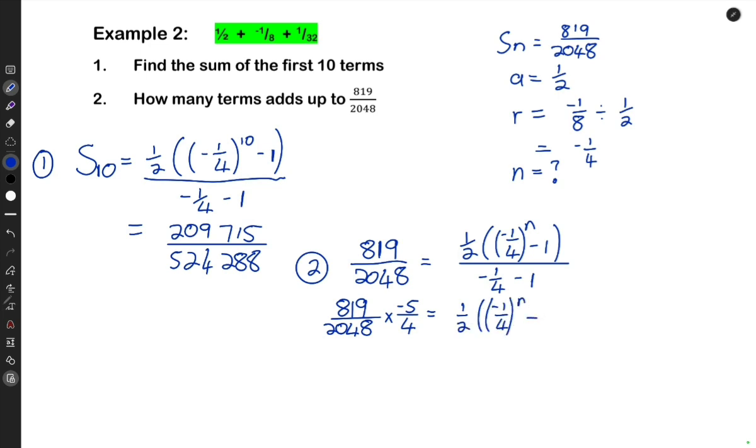Okay, n minus 1. If I type this in, I am just going to get minus 4095 all over 8192. Now, if I look to the right, that half is bugging me. So to get rid of a half, I can multiply both sides by 2. Or I can just say divided by a half on both sides.